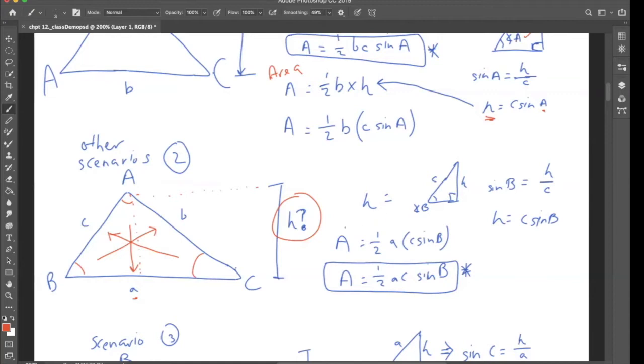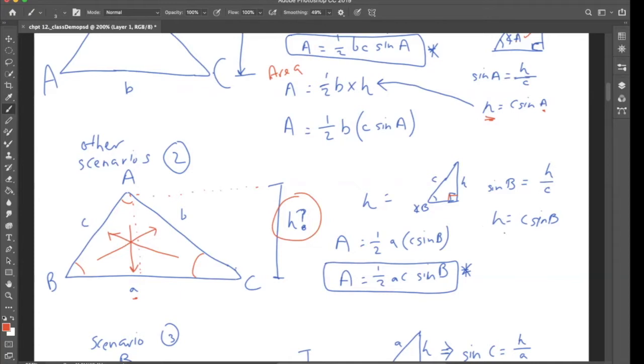So H will be, if I split this triangle in half, I want to find the H. Suppose I split it in half, I get a right angle triangle shape, and then using the sine rule, sine B is H over C. Why? Opposite over hypotenuse, right? So opposite is H, the height. Height over hypotenuse, H over C.